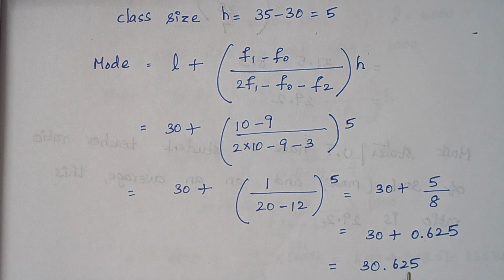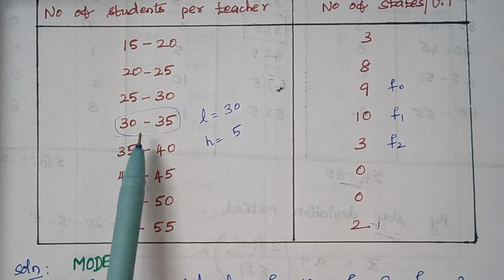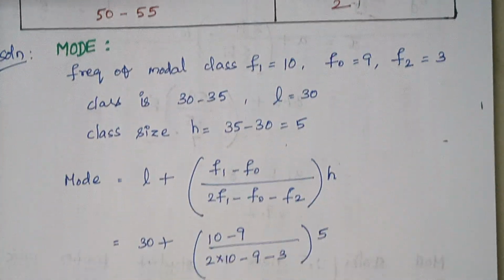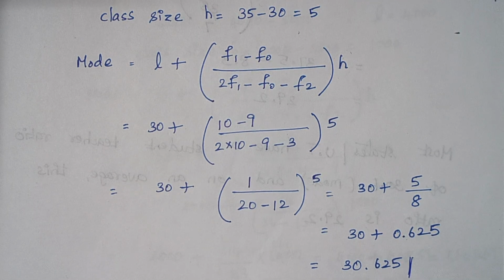As I already told, there is a trick to check whether the result we got is correct or not. What about the class range? The respective class range is between 30 to 35. Now, what about the answer we get? Here the answer is 30.625, which lies between 30 to 35. Yes or no? So we can have a cross check like this.